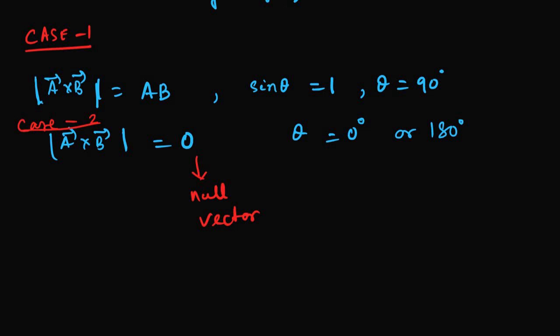Now we have also studied Cartesian coordinates. In the next class we will discuss some examples relating to dot products and cross products.